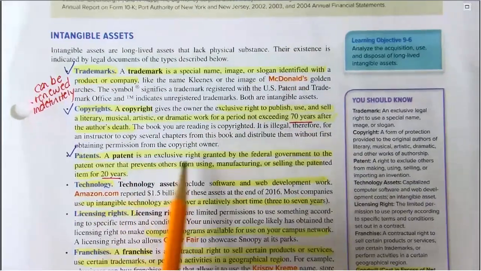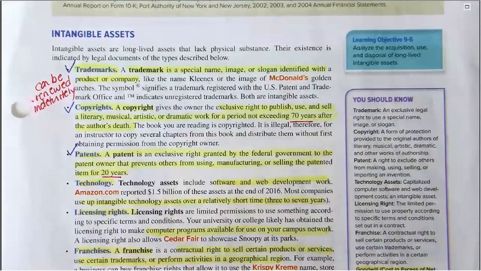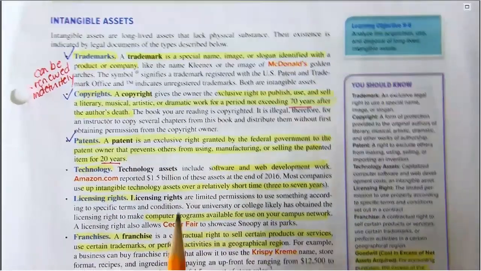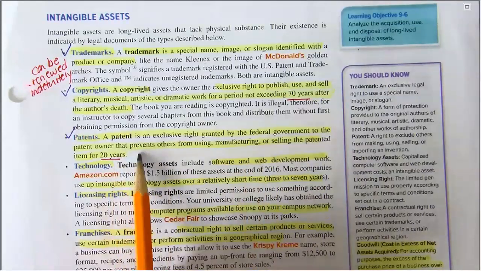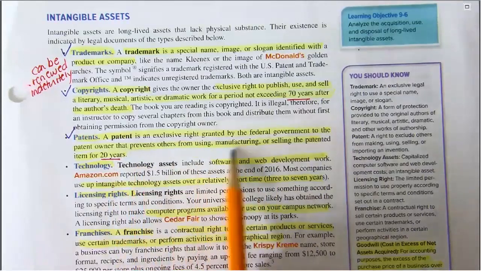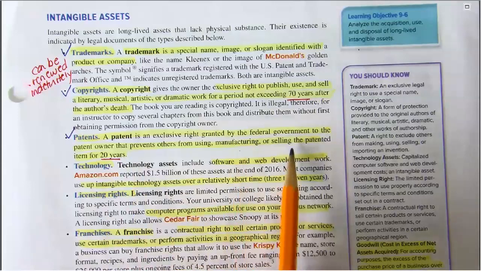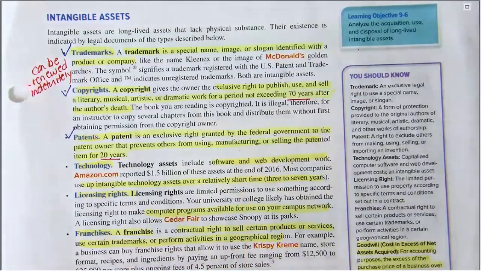Patents are for processes, like the example you gave us about McDonald's. A patent is an exclusive right granted by the federal government to the patent owner that prevents others from using, manufacturing, or selling the patented item for 20 years, and that does include processes as well.